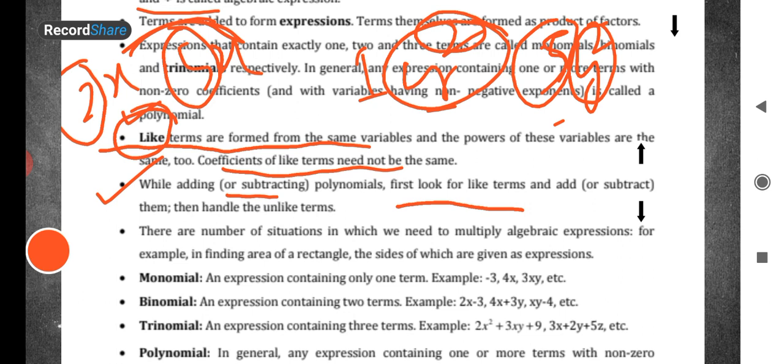If they are like terms, then we can add or subtract them. Then handle the unlike terms. After that, we have to see the unlike terms. The like terms can be added. Only like terms can be added or subtracted together.